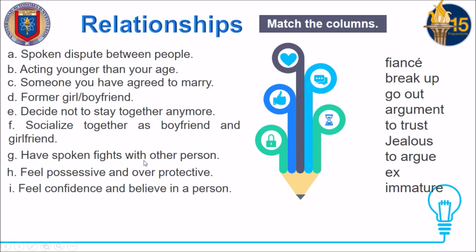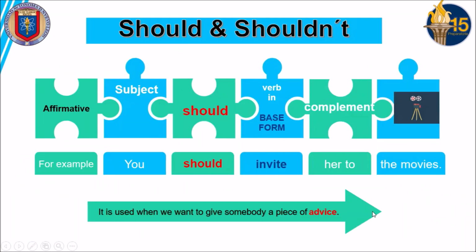Have spoken fights with another person, the same, this is quite related to the first one, an argument. Feel possessive and overprotective, kind of jealousy. Feel confident and believing in a person. So the last ones, as you can see, they are related to feelings. I'm going to show you the answers now for you to compare. And there you are. That will be letters C, E, F, A, I, H, G, D, and B. Let's continue with the next.